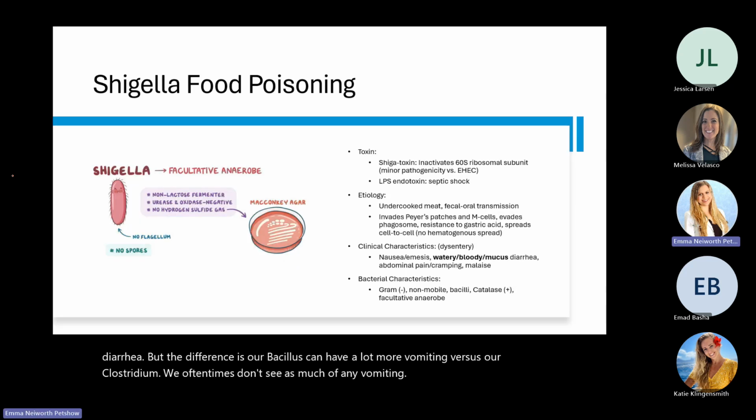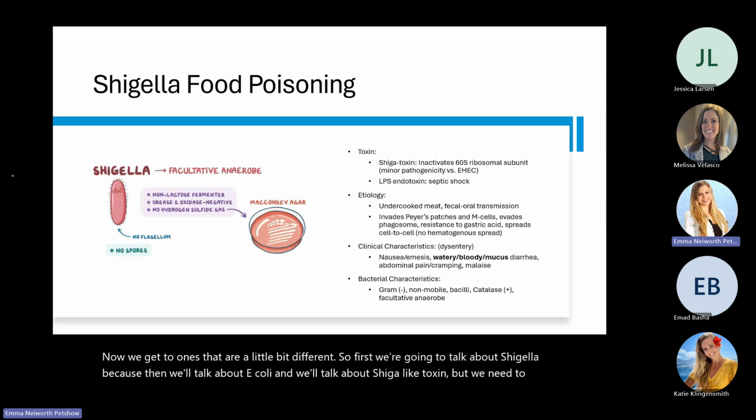Okay, now we get to ones that are a little bit different. So first we're going to talk about Shigella, because then we'll talk about E. coli and we'll talk about Shiga-like toxin. But we need to know what Shiga toxin or Shigella looks like first.